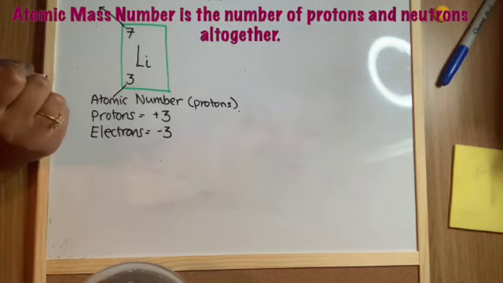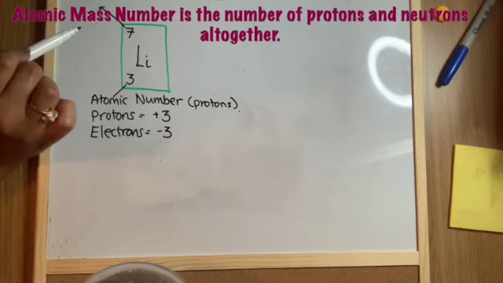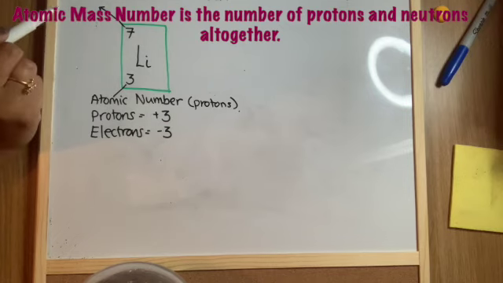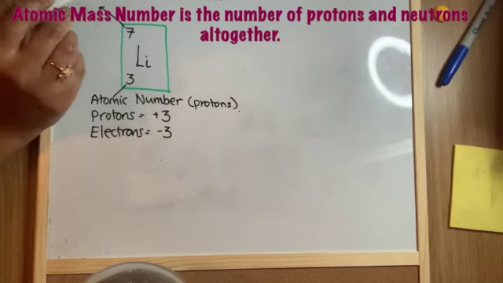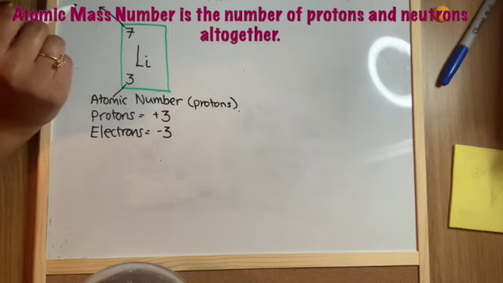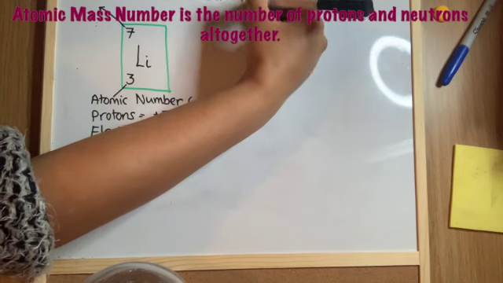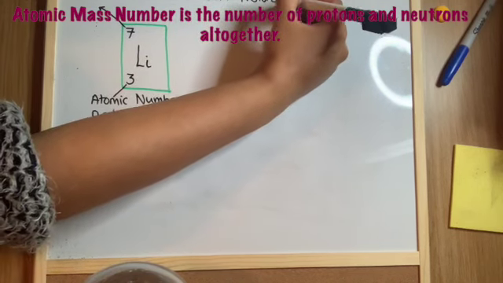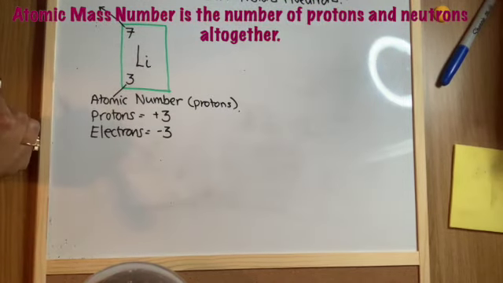Now, if we think about this, we said in an atom that the mass of an atom is made up of the protons and the neutrons. The electrons are so small that we say they have zero mass. So if the mass is made up of the protons and the neutrons, the atomic mass number is the number of protons plus the number of neutrons all together. This is how we can work out how many neutrons.